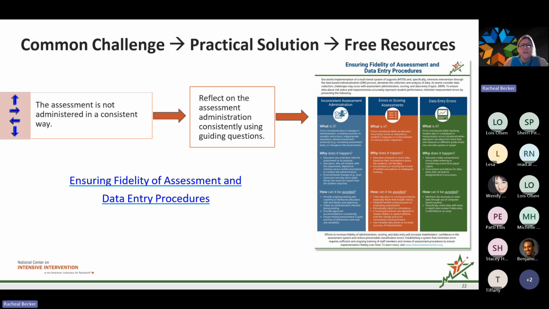So one practical solution, and this is a nice resource that NCII offers, is the Fidelity of Implementation Assessment and Data Entry Procedure. It's a great tool to help teams ensure that fidelity of assessments are happening, and then to pinpoint what training adjustments might need to happen, or system adjustments that need to be done to make sure that everything is happening the way it is intended to within the intervention and the progress monitoring piece.